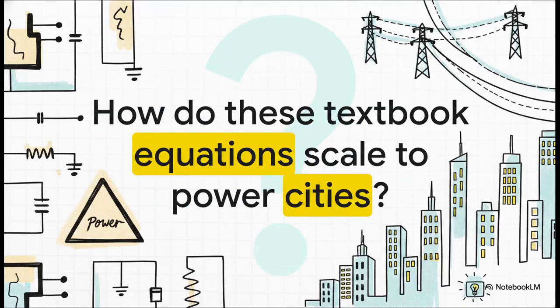As we wrap up this explainer, consider this final thought. We've spent our time looking at Norton's equivalence, resonance, and power triangles on a single piece of paper. But how do these exact same textbook equations and star-connected loads scale up to manage the massive, chaotic electrical grids lighting up entire cities outside your window right now? The principles on this exam are the exact same principles powering your modern life. Keep that in mind the next time you flip a switch.